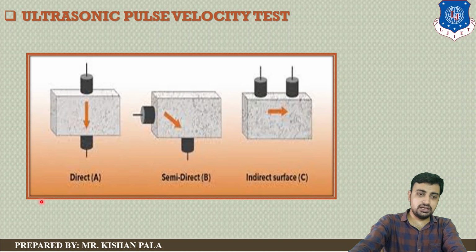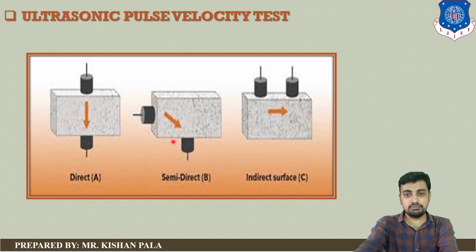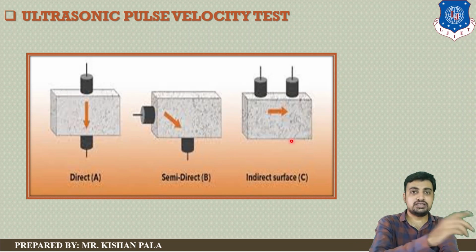The first one is the direct method, the second one is the semi-direct method, and the third one is the indirect method for transmitting and receiving the ultrasonic pulse rays. In the direct method, the opposite surface is utilized for this test. For example, this is the transmitter and this is the receiver.